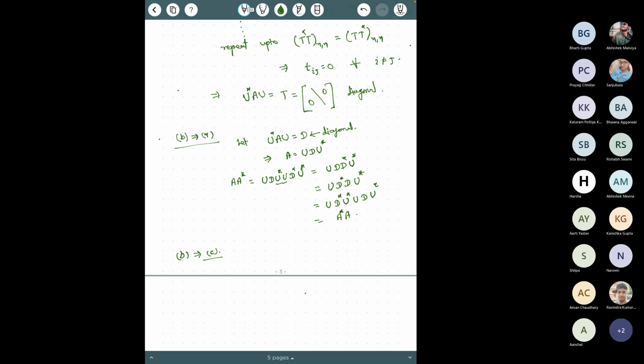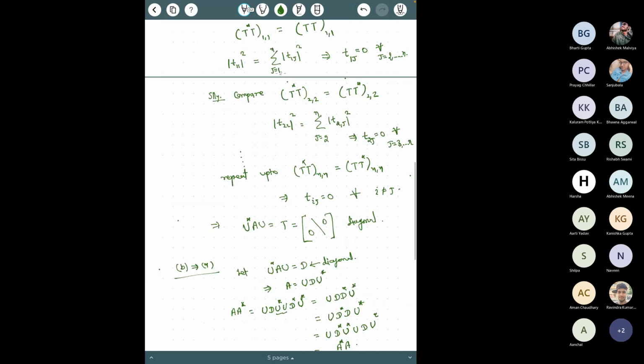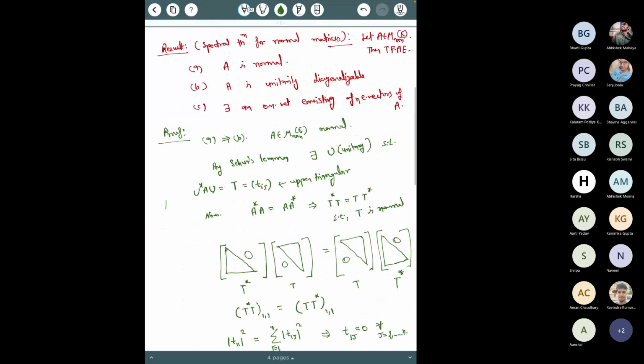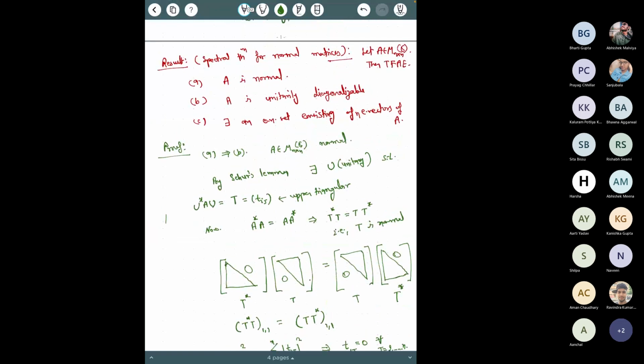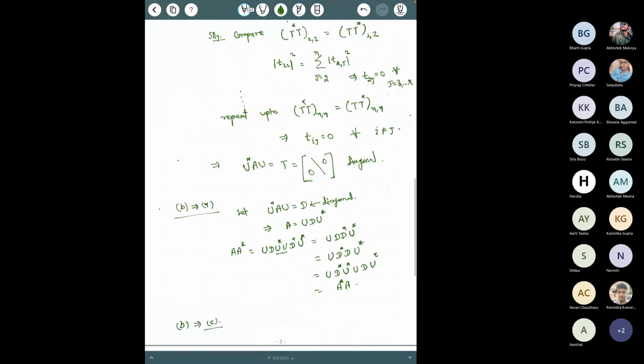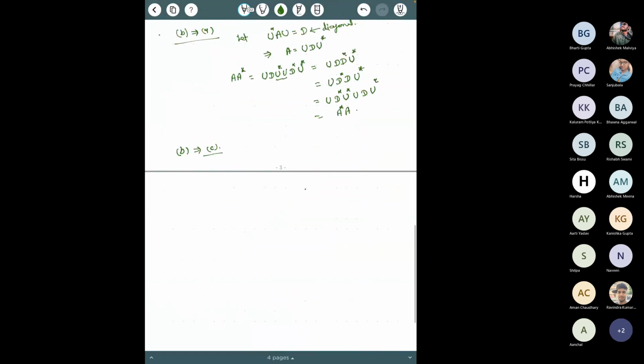So what do we have to prove? Suppose that A is unitarily diagonalizable, and using this we have to prove that there is an orthonormal set consisting of n eigenvectors of A. So what we are given is that A is unitarily diagonalizable. That means U star AU is equal to D, where U is unitary and D is diagonal. Now from here we have to show that A has n orthonormal eigenvectors.